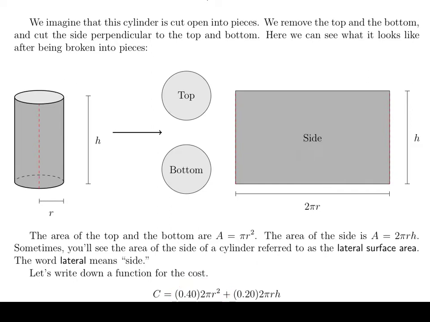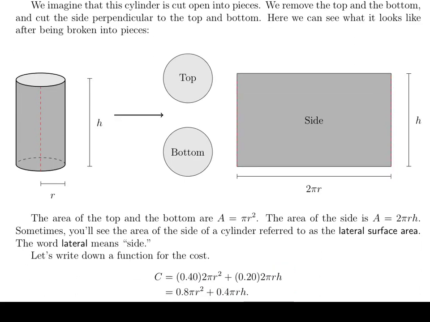Now the area of each one is pi r squared, but there's 2 of them, and so that's why we have a 2 in there. For the other piece, we just have 20 cents per square centimeter times 2 pi rh. And the 2 pi rh is the lateral surface area of the cylinder.